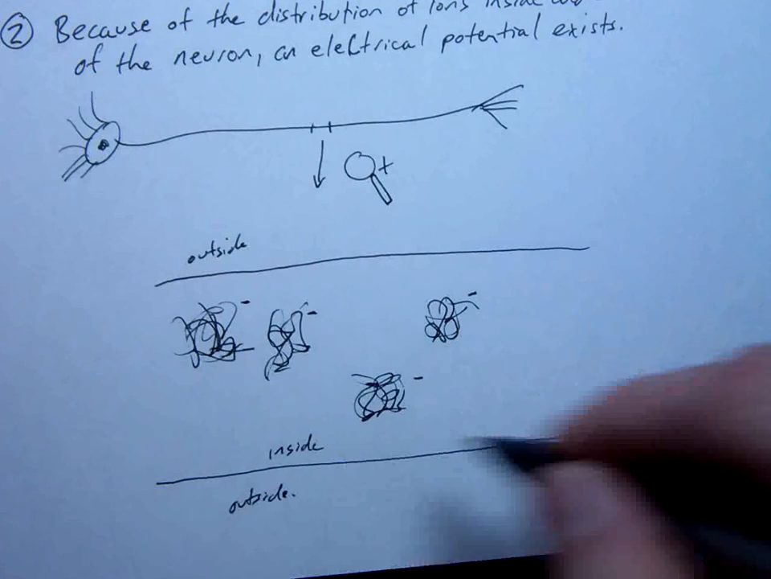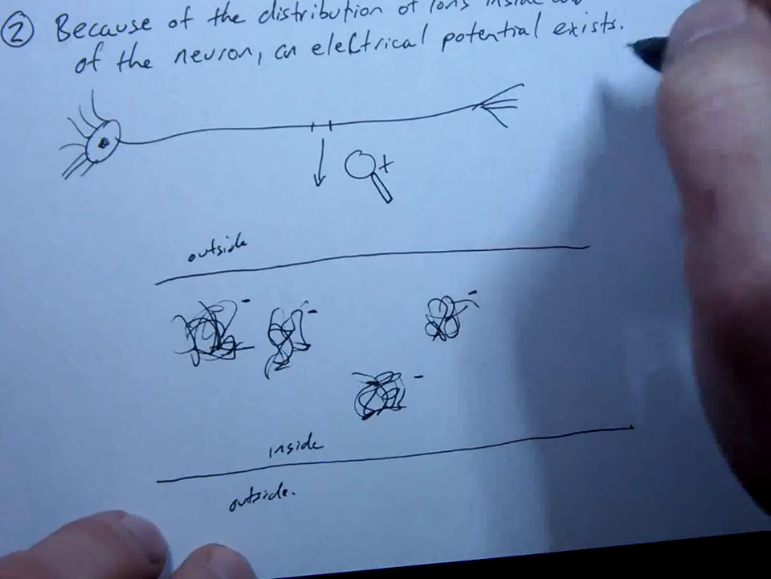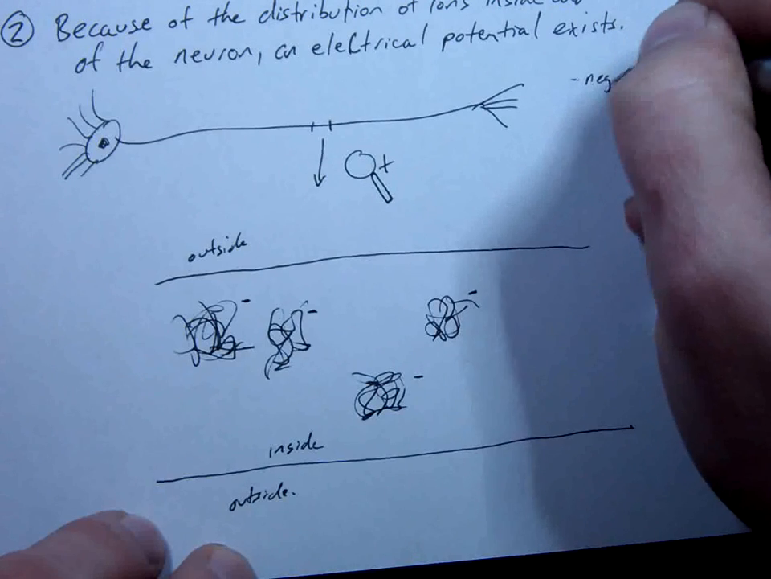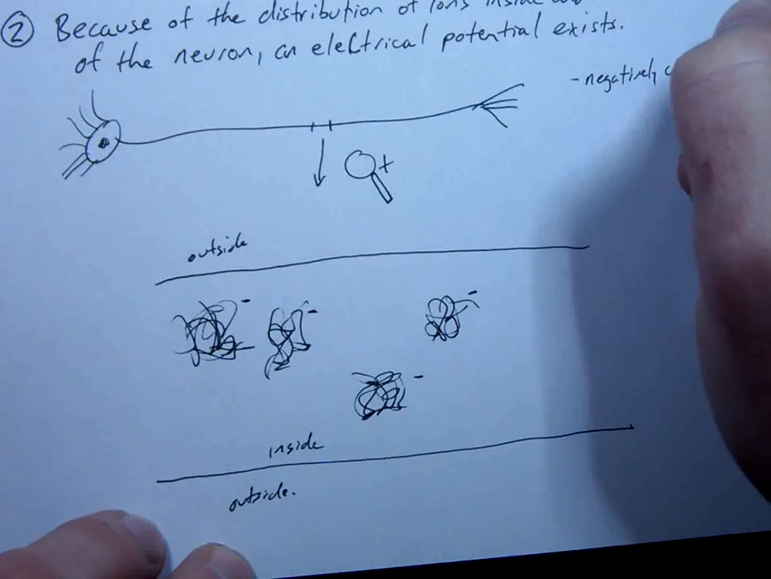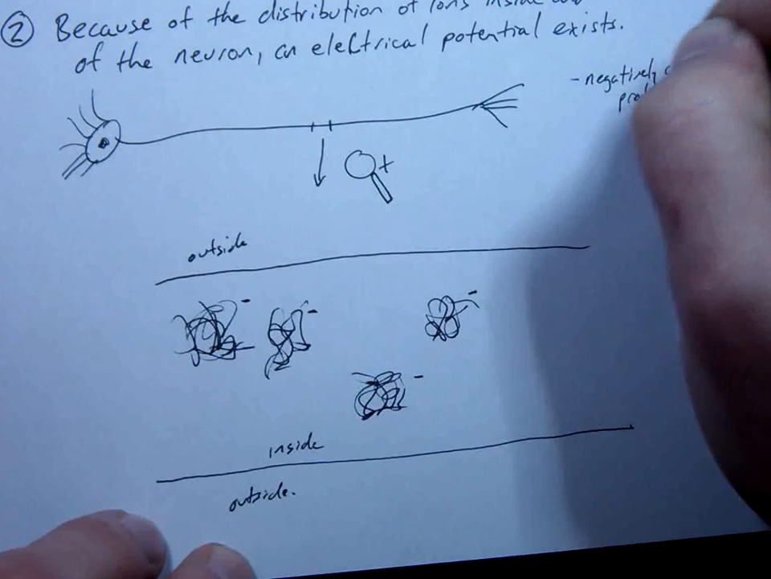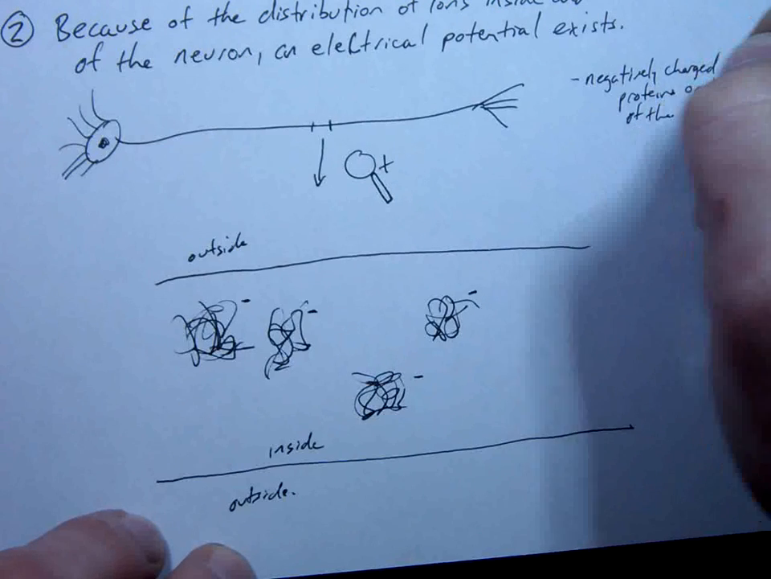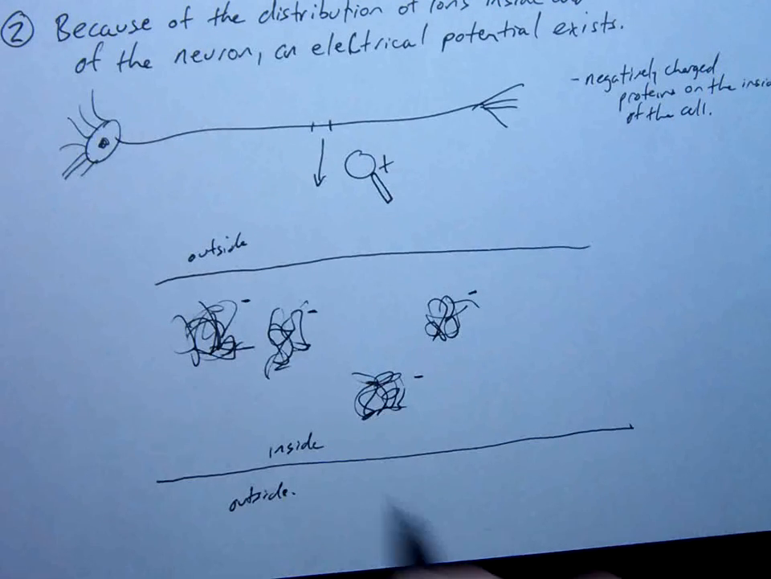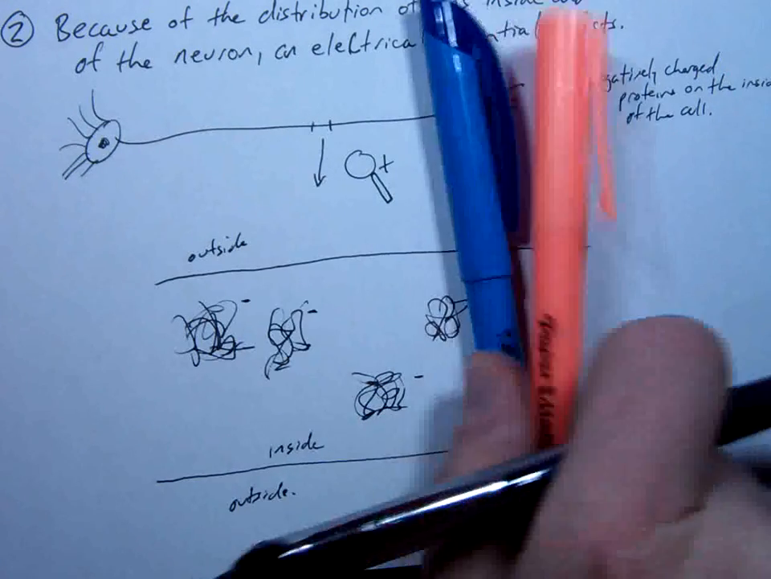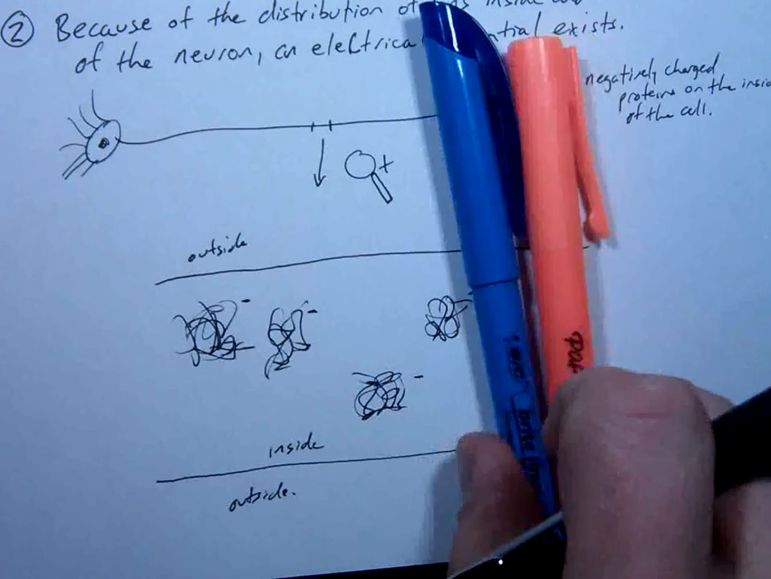So let's make some notes here. Negatively charged proteins on the inside of the cell. Okay. All right, that's already going to start the ball rolling. Negatively charged proteins on the inside of the cell. If you have these colors, I would prefer it, but I'm not going to be a tyrant over your notes and how you handle stuff. But if you have blue and orange, that would be awesome for the next few things that we're going to do.